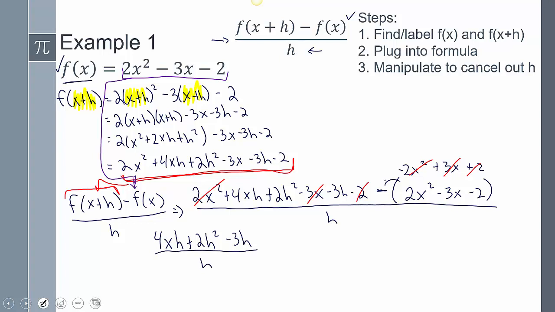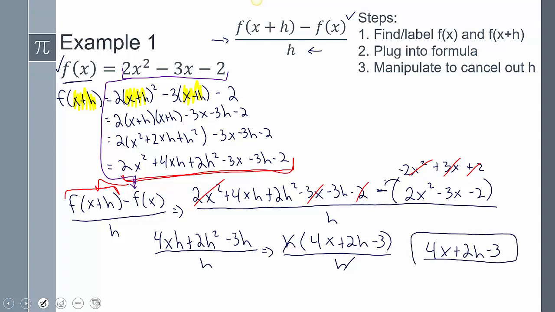The trick when it comes to standard polynomials like this is that all of the values that don't have an h in it will cancel out algebraically. They will. So if you notice, what I have here on top, I have an h in common. So I can factor out that h. And now the h's will cancel out. And so this is what I have left over.